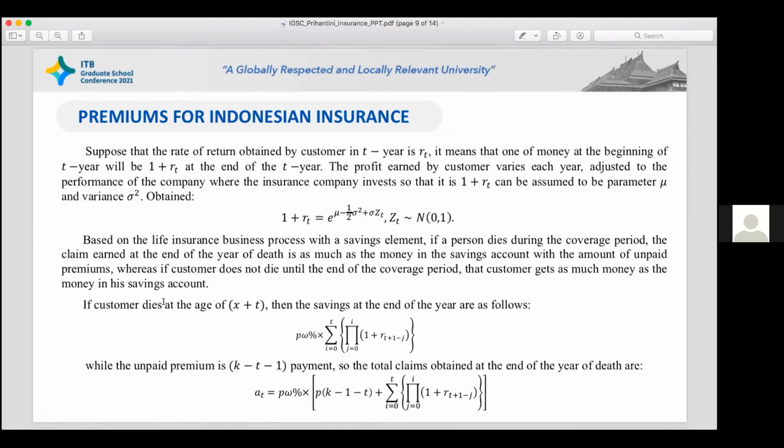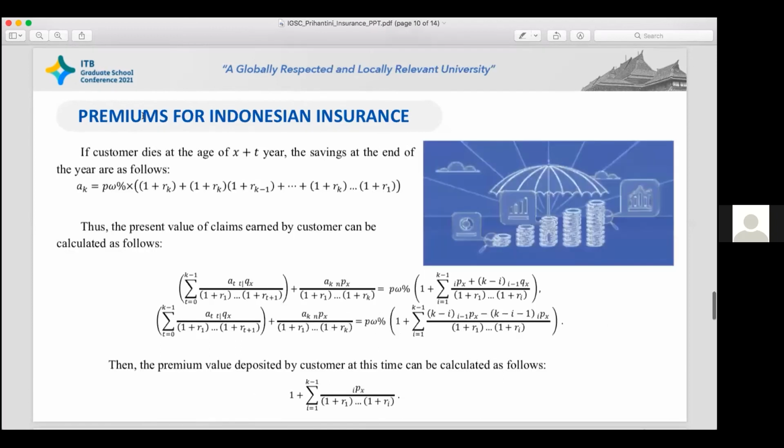So if the customer dies at the age of X plus T years, then the saving at the end of the year is given by this equation. The unpaid premium is K minus T minus 1 payments. So the total claims obtained at the end of the year from the customer is given by the formula below.